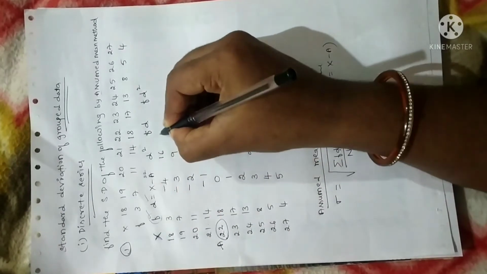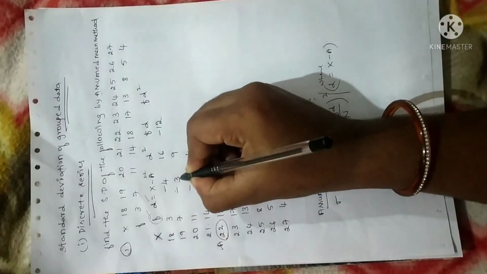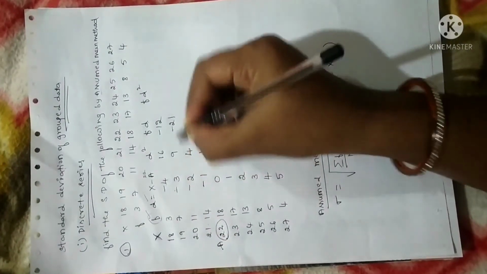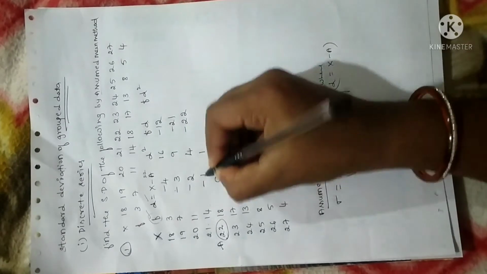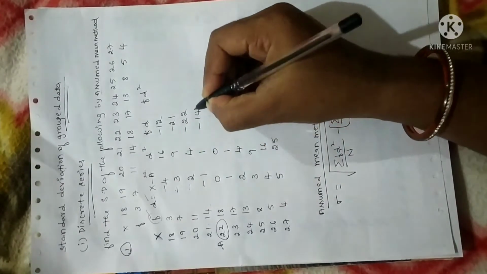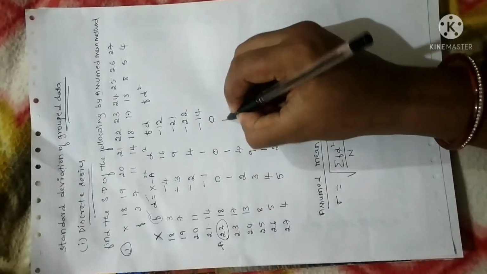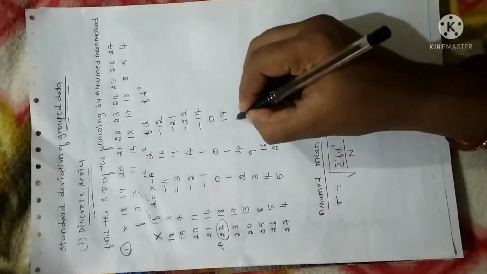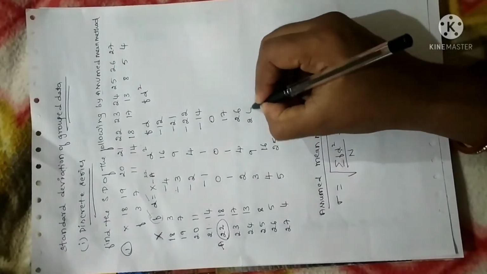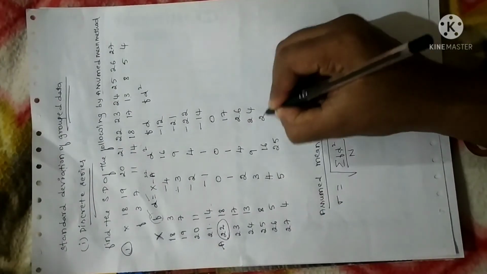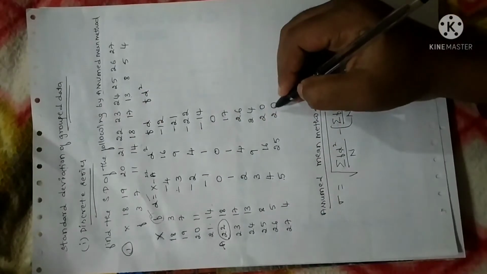3 into minus 4, minus 12. Similarly, f into d, 7 into minus 3, minus 21. Next, 11 into minus 2 is minus 22. 14 into minus 1 is minus 14. 18 into 0, 0. Again, 17 into 1, 17. Next, 13 into 2, 26. 8 into 3, 8 3s are 24. 5 4s are 20. 4 5s are 20. So f into d value I have calculated.